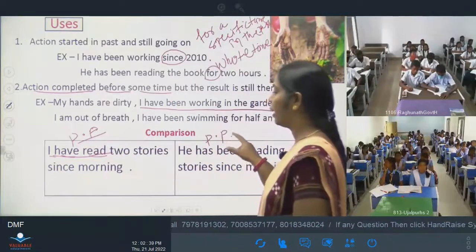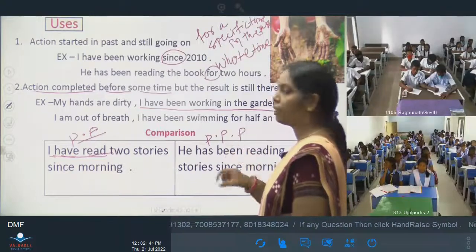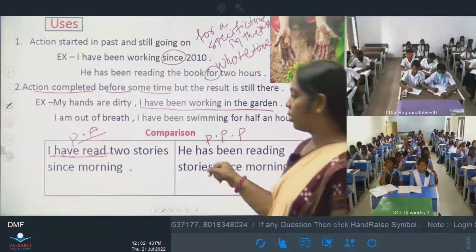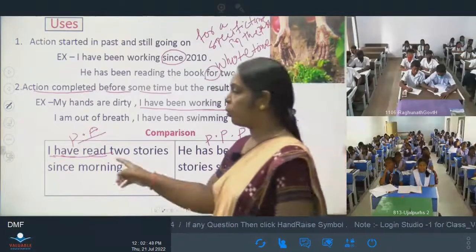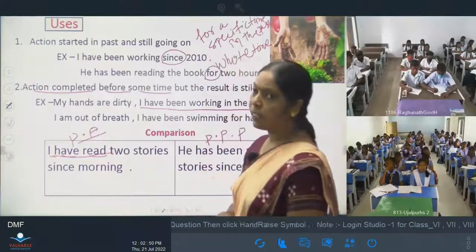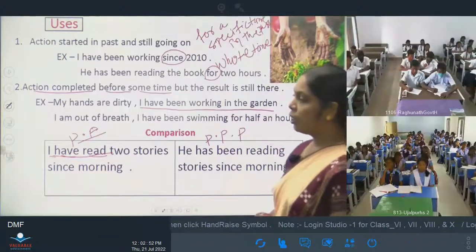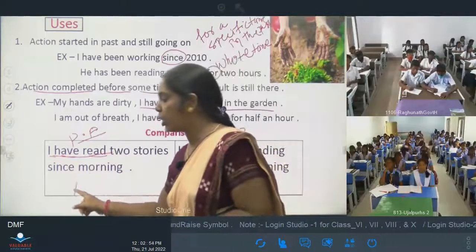Here it is present perfect progressive tense. So where here it is present perfect progressive tense and where here it is present perfect tense? Because you see here the action is interrupted.